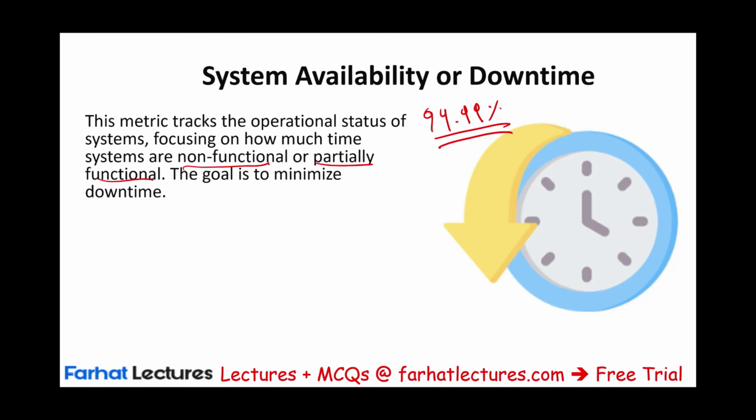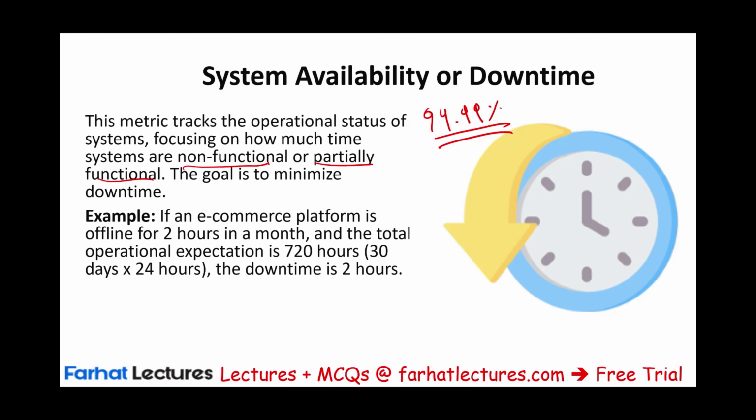So if an e-commerce platform is offline for 2 hours in a month and the total operational expectation is 720 hours, well, that's 30 days times 24. The downtime is 2 hours, 2 out of 720 basically. So whatever that ratio, 2 over 720, is the downtime. And the uptime, the system availability, is what? It is 718 divided by 720.